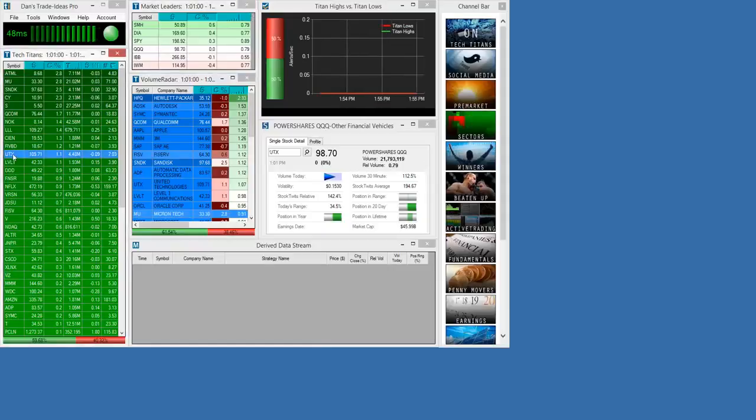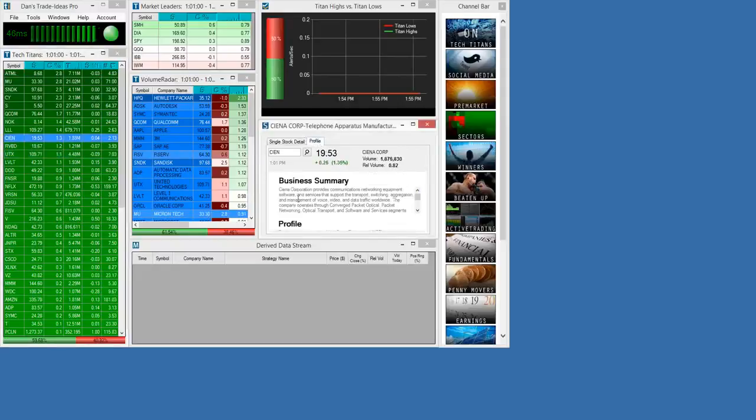You can always look everything up. Just click on the single stock, and you can see here's Ciena Corporation. If you want to know more information, like what Ciena actually does, you can quickly read it here.